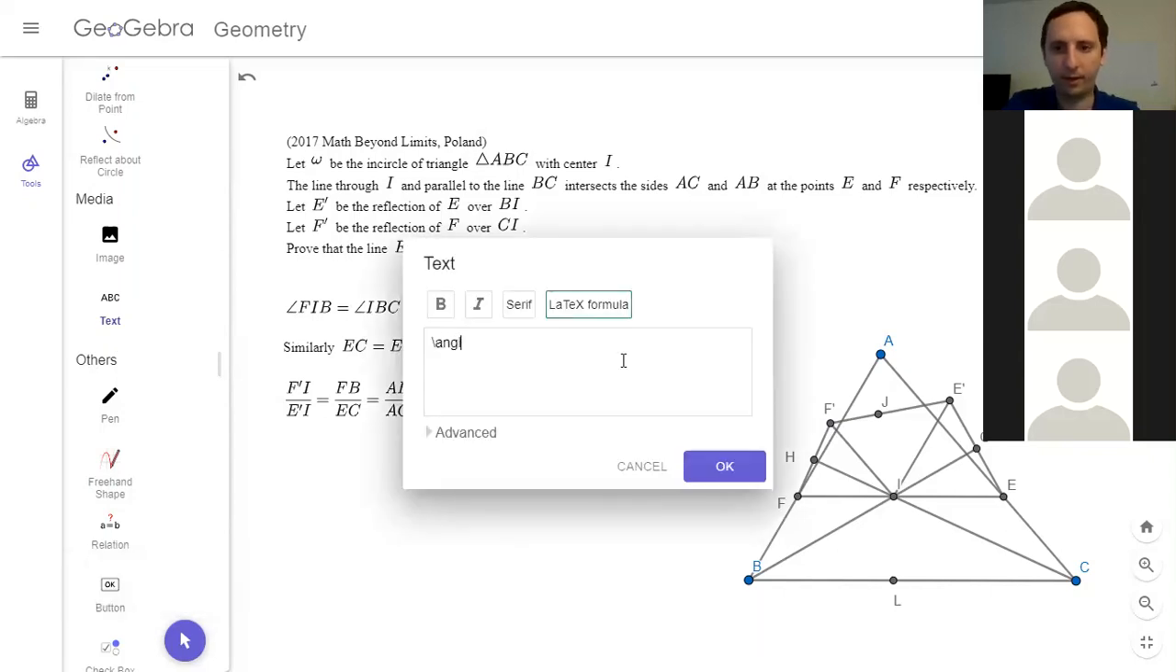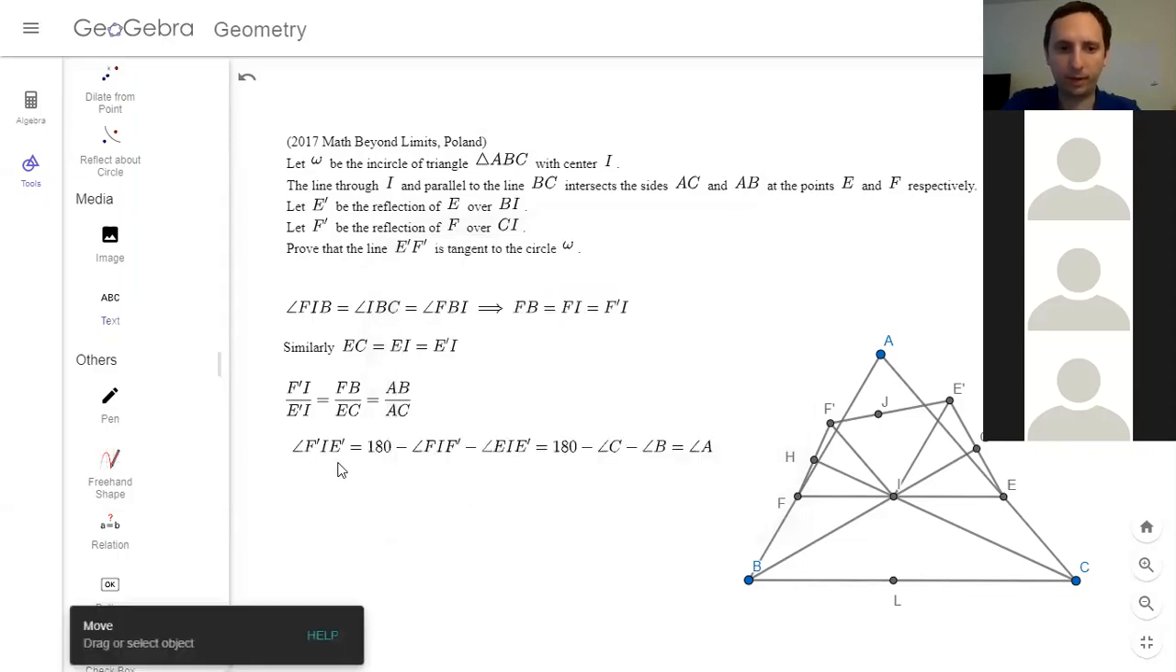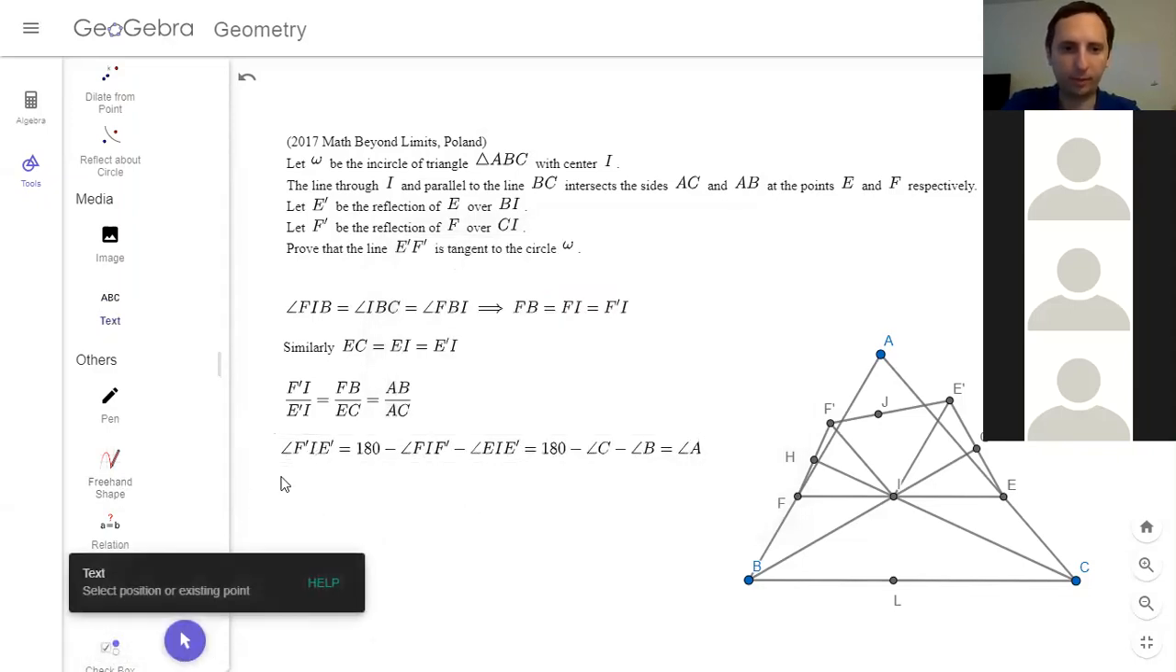So we have angle F prime I E prime is equal to 180 minus angle FIF prime minus angle EIE prime, and that's 180 minus angle C minus angle B, which is equal to angle A. And that means that triangle F prime I E prime is similar to triangle ABC.